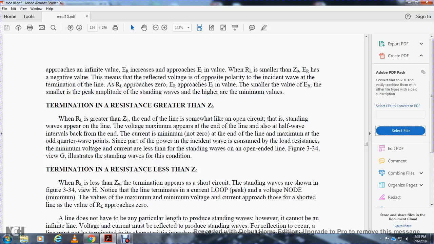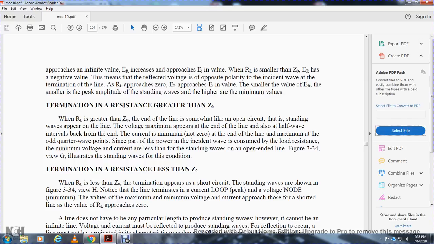All right, terminations in resistance greater than the characteristic impedance. The inductive reactance, the resistance is greater than the characteristic impedance. The end of the line is somewhat like an open circuit, with a standing wave appearing on the line, with the voltage maximum appearing at the end of the line, also about halfway at intervals back from the end. The current is minimum, not zero, at the end of the line, maximum at the odd quarter wave.